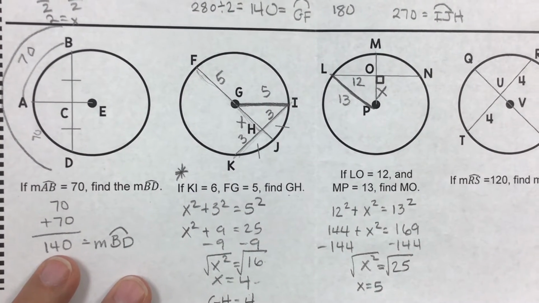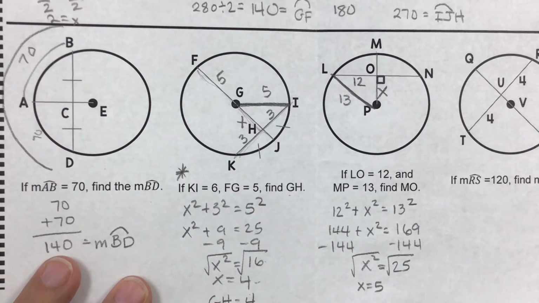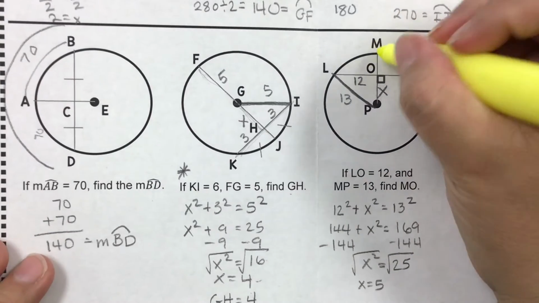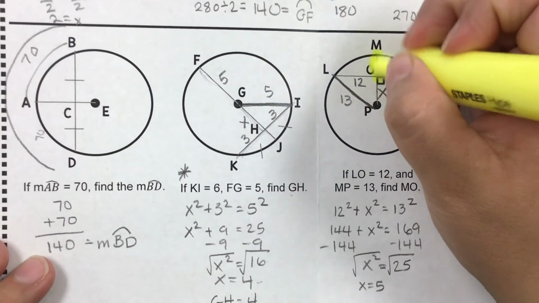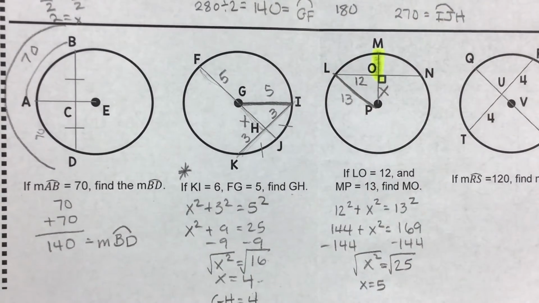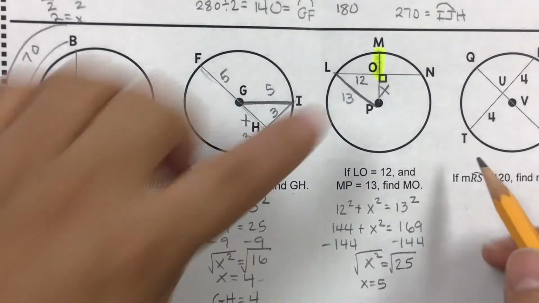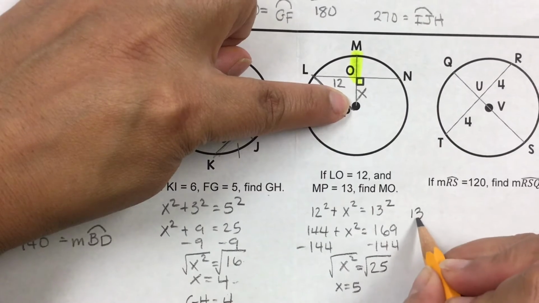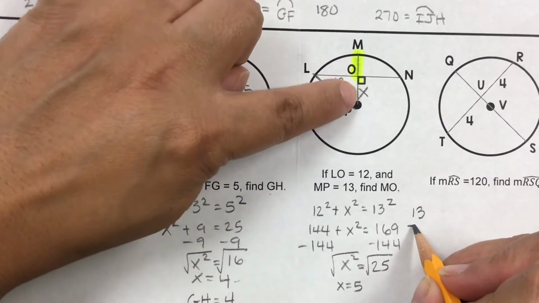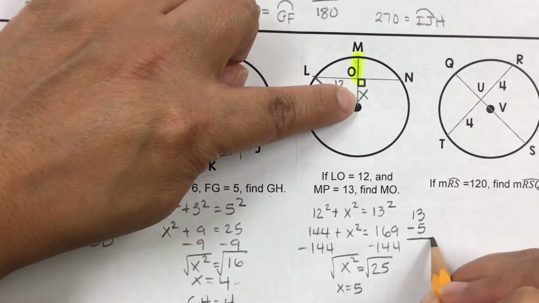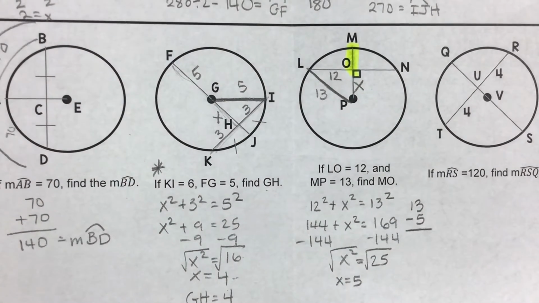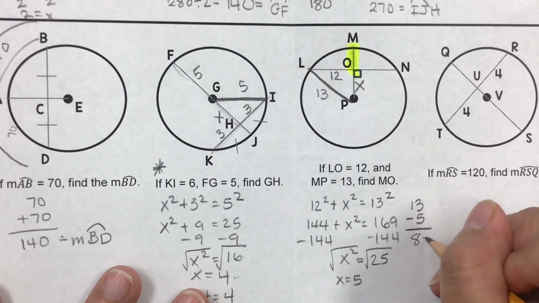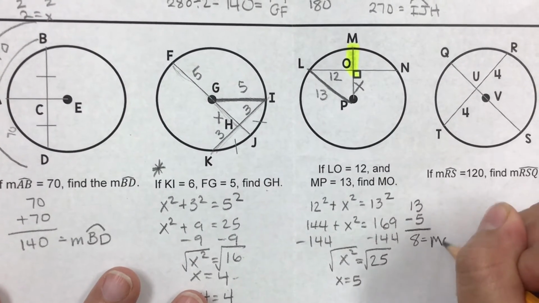Be careful though, it wants the measurement of MO. MO is this length. There's a problem like this in your homework assignment. That means that we're going to take the full radius, 13, and subtract the 5 right here. So even though my picture doesn't look quite right, it still says that MO is 8. And that is the measurement of the segment MO.